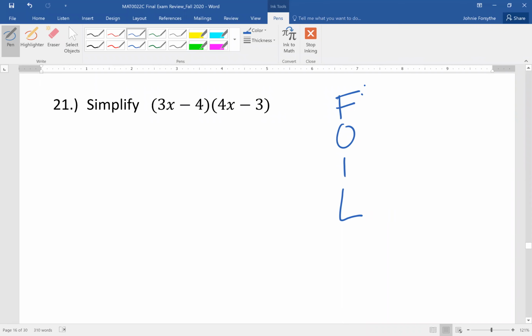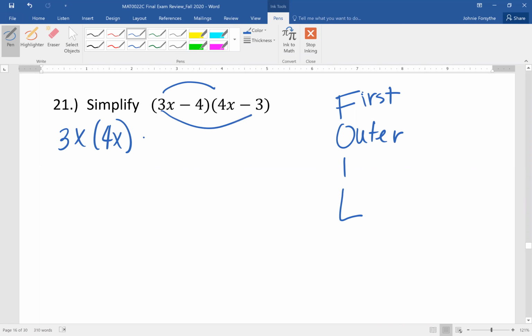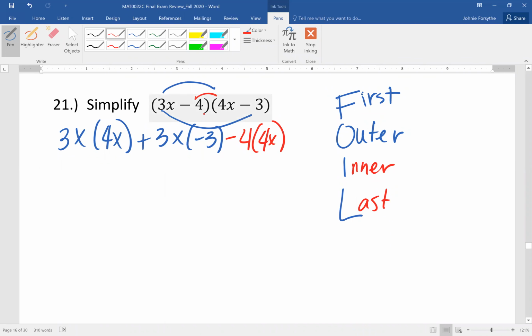And so that's when you multiply the first two terms. So in this case, it'll be 3x times 4x. And then you'd multiply the outer terms. So 3x times negative 3. And then the inner terms. So that would be negative 4 times 4x. And then the last terms, negative 4 times negative 3.